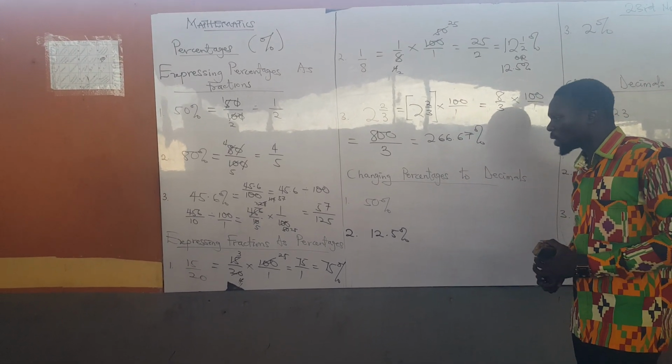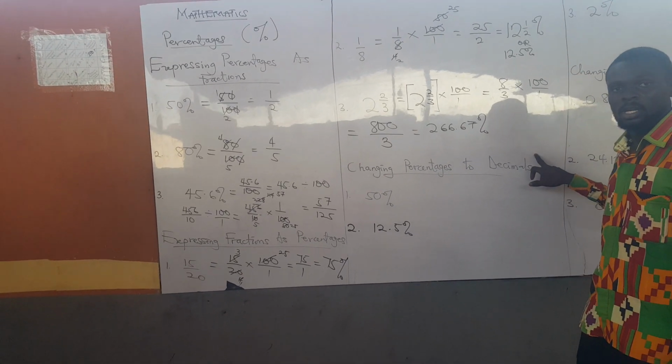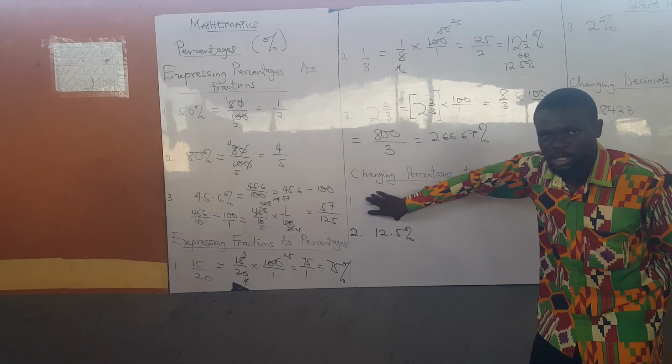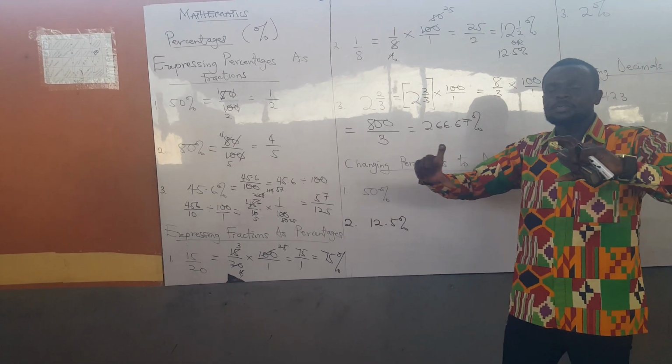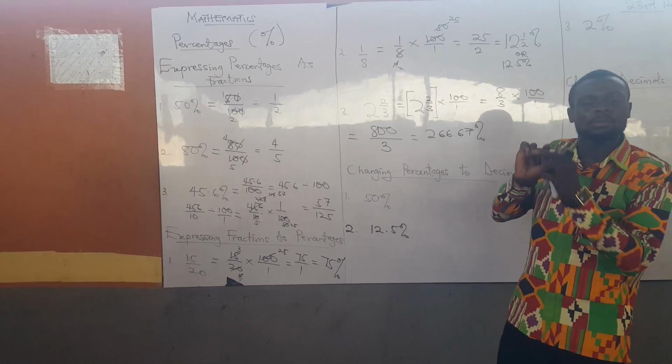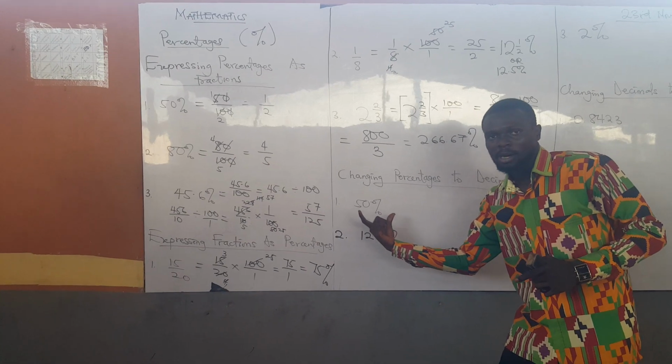Now let's look at the next one. We have changing percentages to decimals. Here they're giving you the percentage, change it into decimals. And what is a decimal? A decimal fraction is a number having a decimal point. So you have to change this into a decimal.